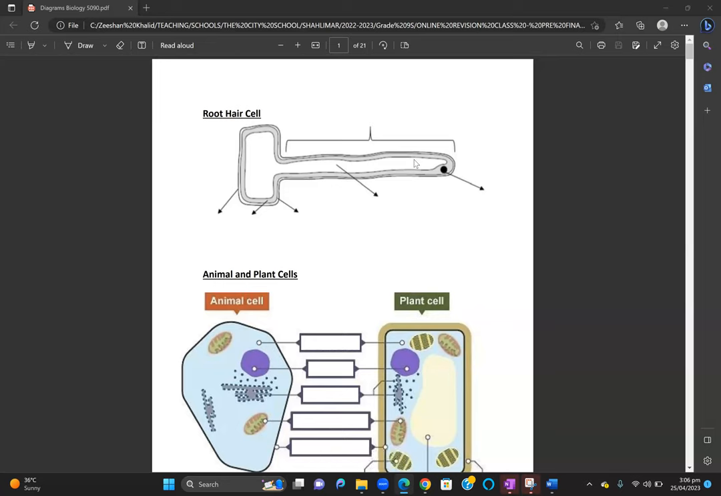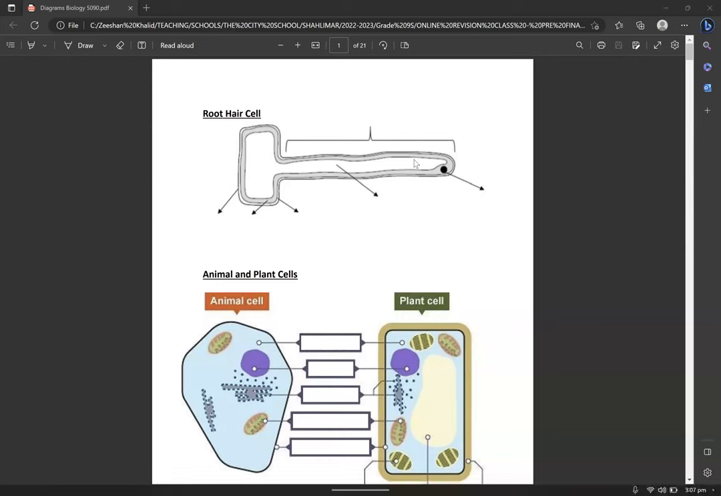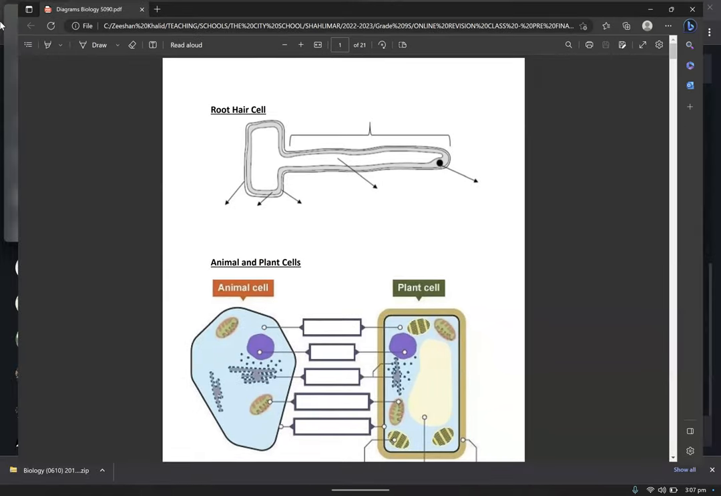So today we are going to do all of the diagrams, and these diagrams serve as a very good way for us to revise the entire subject matter. So let's begin.